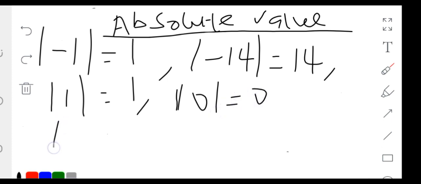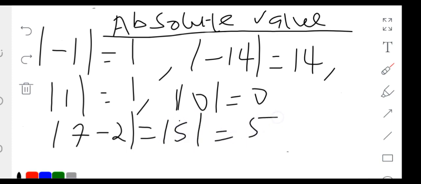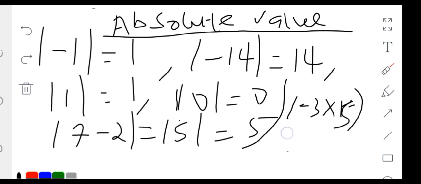Absolute value of 7 minus 2 will give us absolute value of 5, which is equal to 5. Absolute value of minus 3 times 5 gives us modulus of minus 15. Our answer is always going to be 15. So these are just simple illustrations about absolute value.